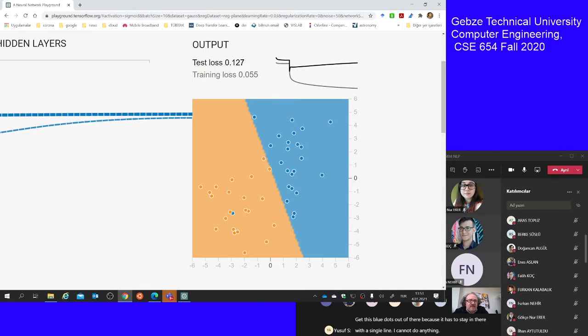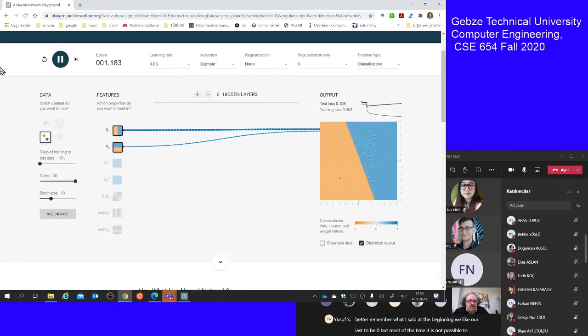Okay, so I don't think that our training loss is going to get any better. Remember what I said at the beginning, we like our loss to be 0, but most of the time it is not possible to get a loss of 0. Okay, so I think it's going to stay there.